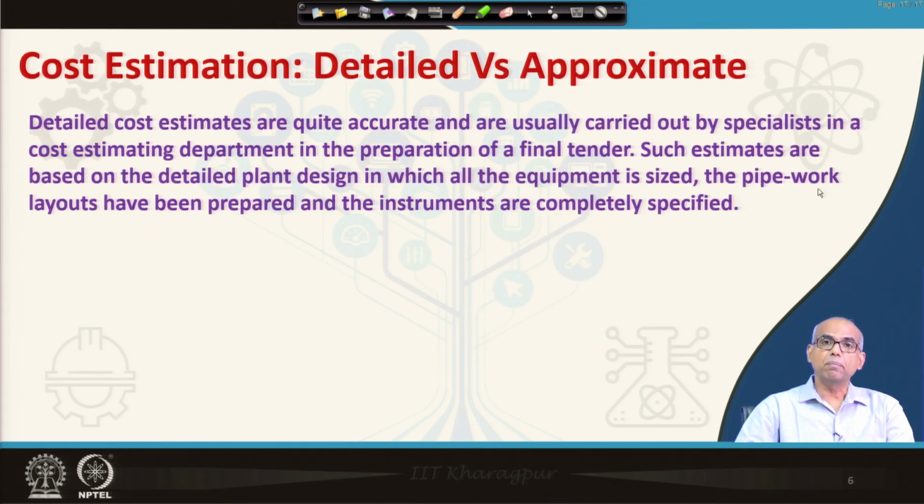Now, at the beginning itself, let us make a distinction between detailed cost estimation and approximate cost estimation. Detailed cost estimates are quite accurate and are usually carried out by specialists or professionals in a cost estimating department in the preparation of a final tender. Such estimates are based on the detailed plant design in which all the equipment is sized, the pipework layouts have been prepared, and the instruments are completely specified.